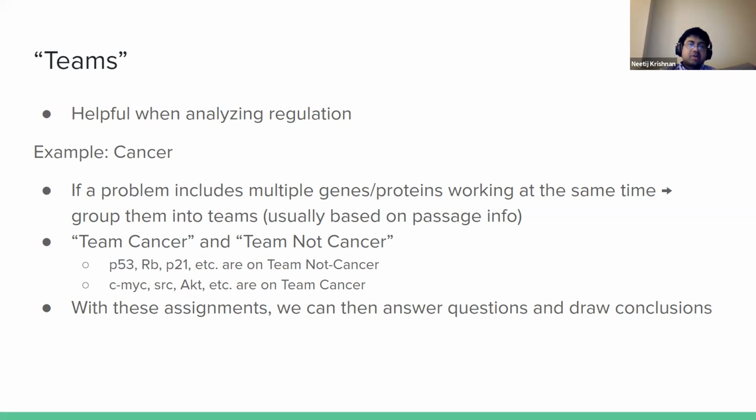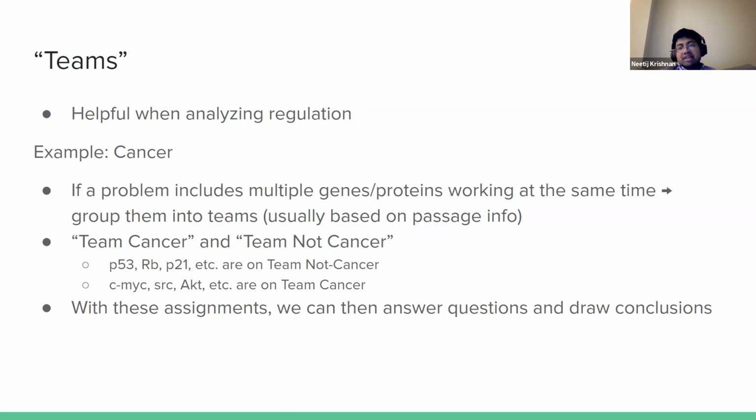And so I think one of the things that I found helpful is you essentially split these proteins or genes or effects into teams. So in the cancer example, you're going to have some proteins or some regulatory effects on team cancer and some on team not cancer. Like if they give you these 6 proteins, P53, RB, and P21 are on team not cancer. CMYC, CIRC, and AKT are all on team cancer.